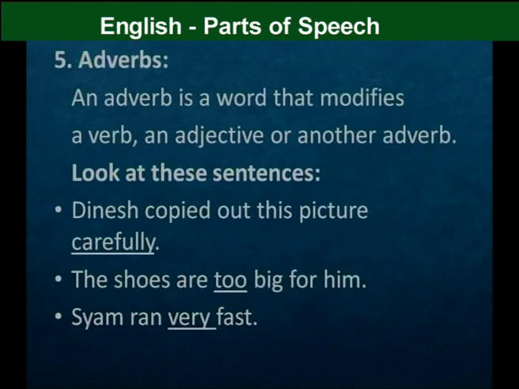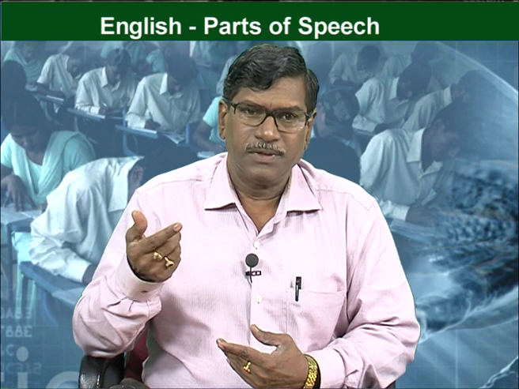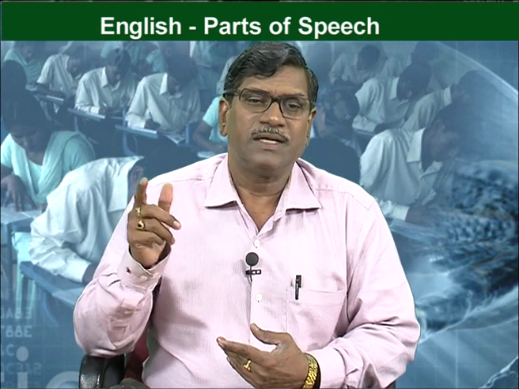Now, look at the third sentence. Shyam ran very fast. Who ran fast? Shyam. What did he do? He ran fast, very fast. So, the underlined word very is an adverb, adds some more meaning to another adverb fast. Shyam ran. How did he run? Fast. How fast? Very fast. So, likewise, an adverb modifies a verb, an adjective, or another adverb.